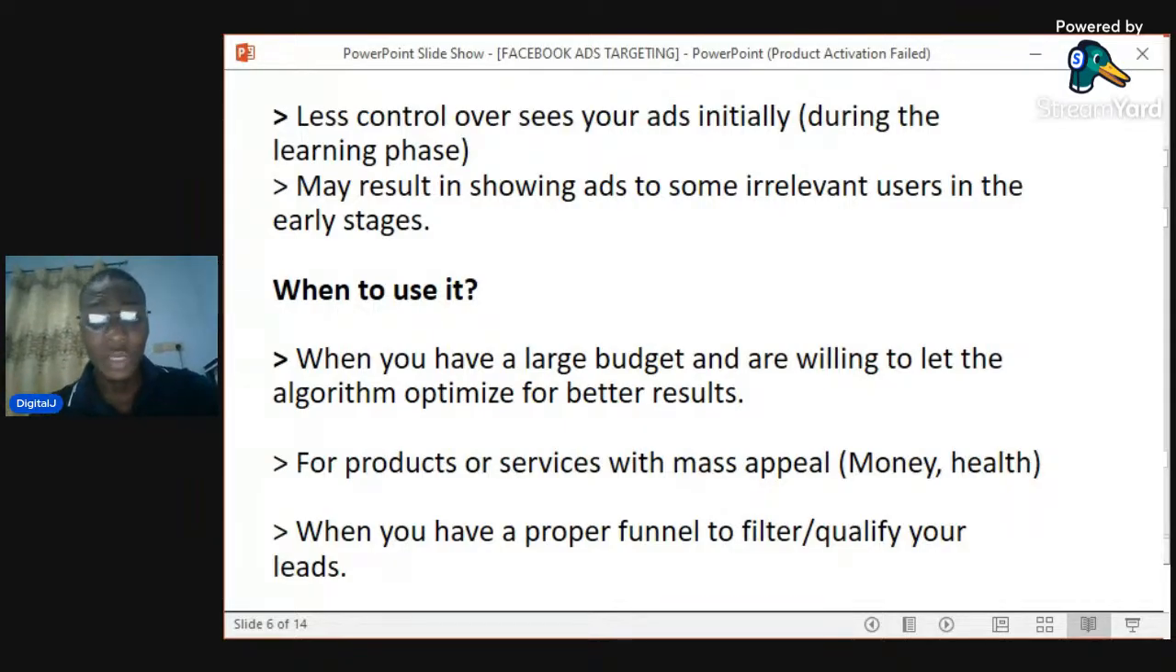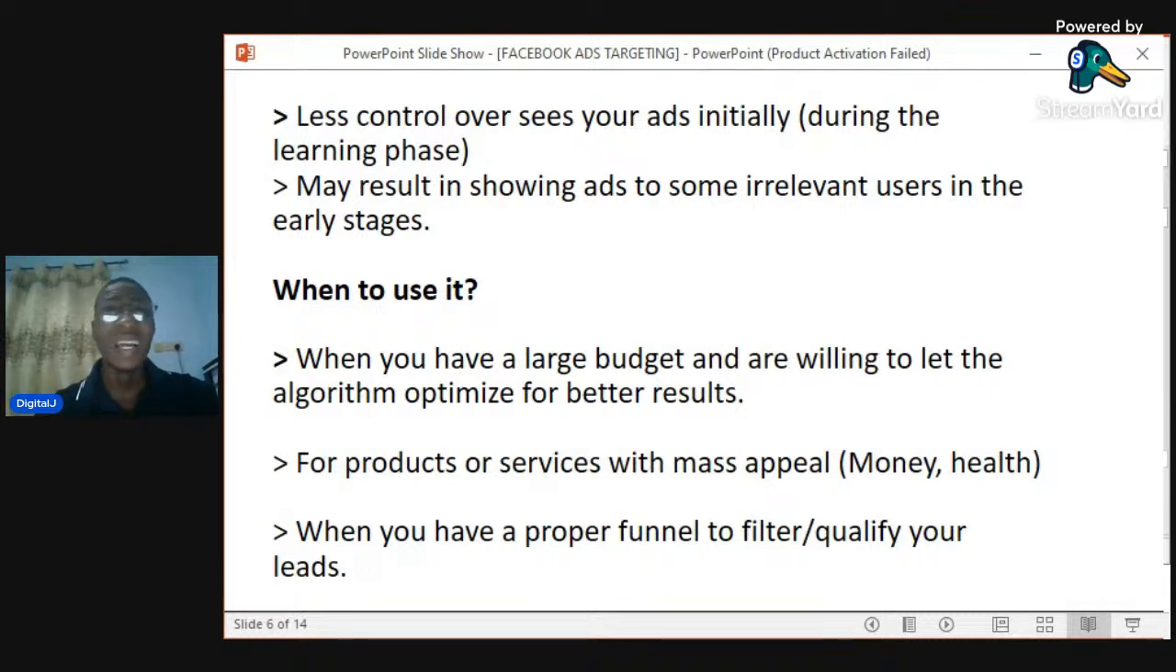So that's basically just it. Within the first 3 days, you will have less control over your ads, because you are doing broad targeting. It's still the same thing. It may result in showing ads to some irrelevant users in the early stages, because you don't have any control over your ads. Your ads might be shown to people that might not really be interested.